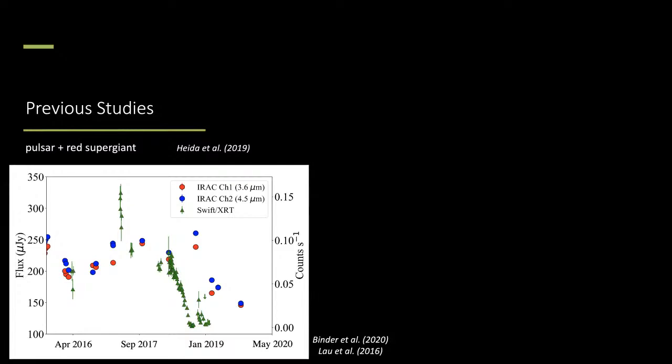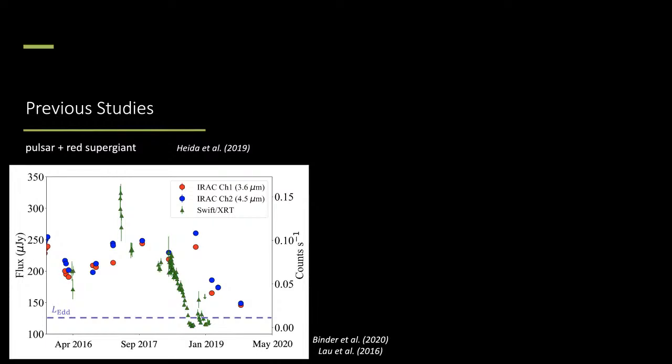So this is a light curve that's constructed with Swift monitoring data, shown in green here, going from about 2016 through early 2019. And just to help guide your eye, the Eddington limit for a neutron star is approximately where this purple line is here. So you can see that this source really does reach ultra-luminous fluxes, but in the second half of 2018, the flux of the source really decreased dramatically.